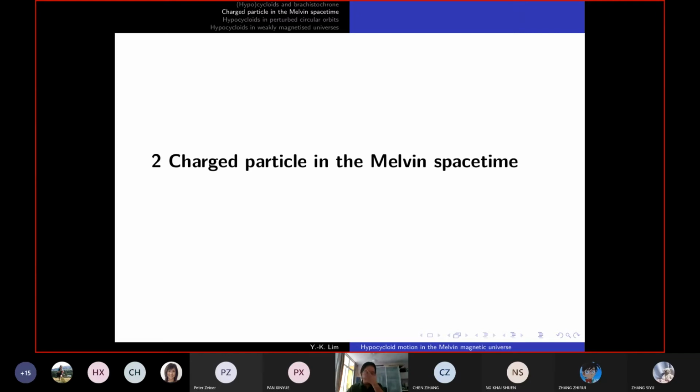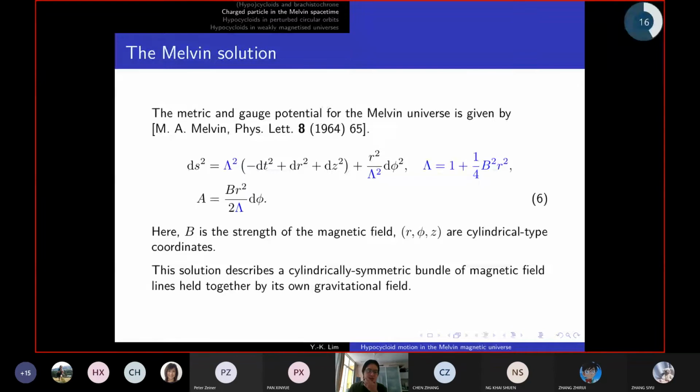Next I will talk about the charged particle in the Melvin spacetime. What do I mean when I say the Melvin spacetime? The Melvin spacetime is just the empty spacetime, so there are no black holes anywhere. All I have here is just the magnetic field. A Melvin spacetime describes a situation where I only have a magnetic field pointing along the z direction, and the configuration is cylindrically symmetric.